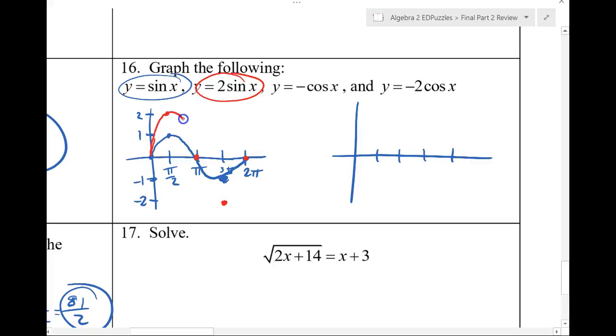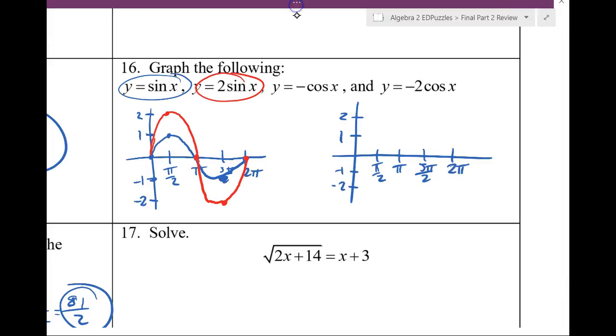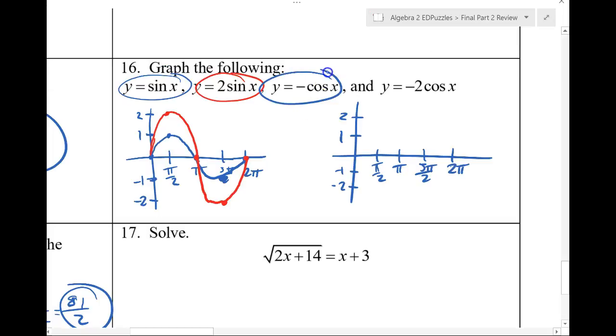Okay, so now you'll have a sine curve that looks like this. Now for cosine, let's do our scale: pi over 2, pi, 3 halves pi, and then 2 pi, and then again 1 and 2, and then -1 and -2. So first we'll do the negative cosine.